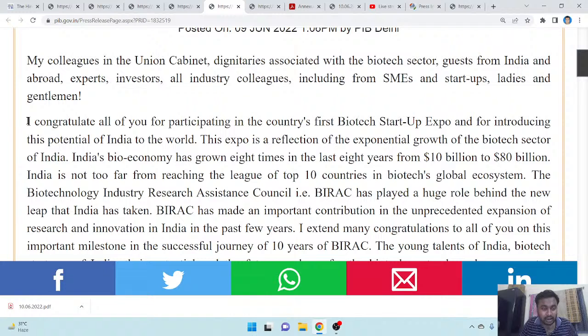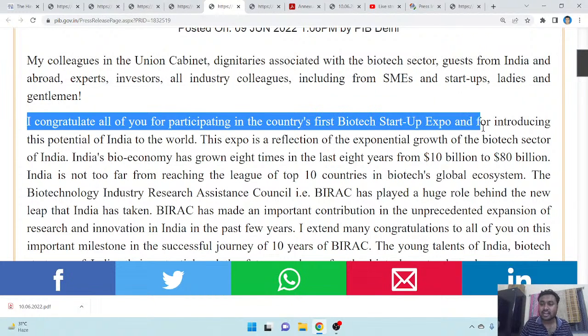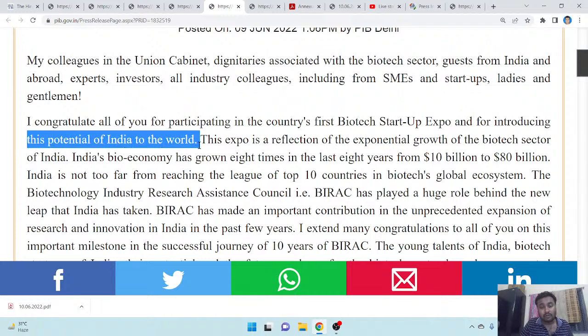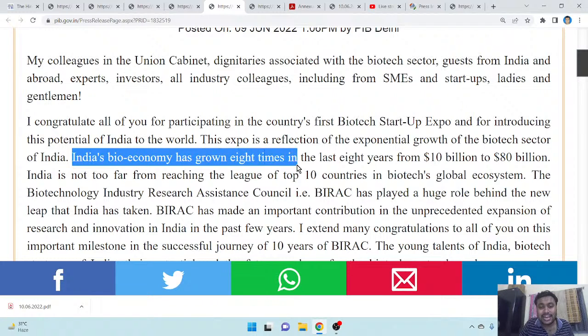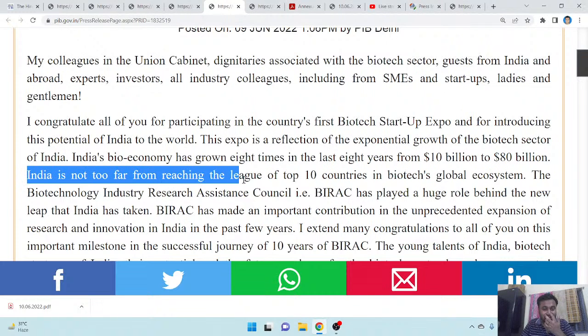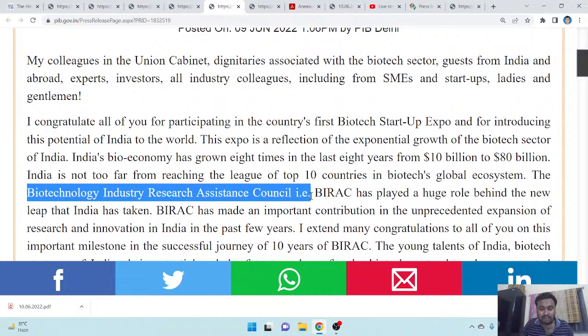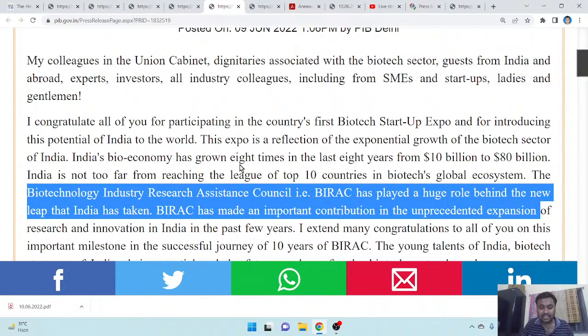Our Prime Minister is saying, I congratulate all of you for participating in the country's first Biotech Startup Expo and for introducing this potential of India to the world. India's bioeconomy has grown 8 times in the last 8 years, from 10 billion US dollars to 80 billion US dollars. Now India is not too far from reaching the league of the top 10 countries in the biotech global ecosystem. The Biotechnology Industry Research Assistance Council, that is BIRAC, has played a huge role behind the new leap that India has taken.